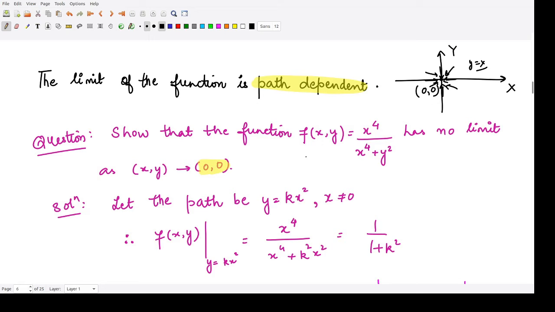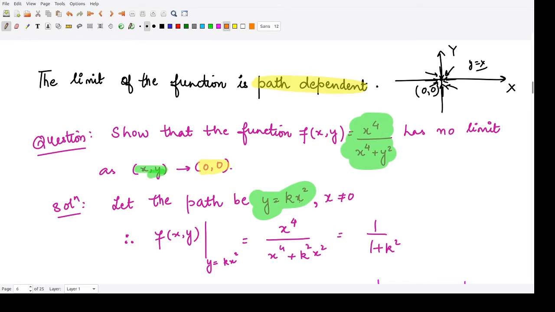So here in this question, we are to check whether the limit of this function exists or not as the point xy approaches the point 0, 0. So the function here is given to be x to the power 4 divided by x to the power 4 plus y square. So here what we do, we take some paths. And how do you define paths in maths? You define it through some curve. So suppose I define the given path by y is equal to kx square. Now this is up to me what path I would like to describe here.